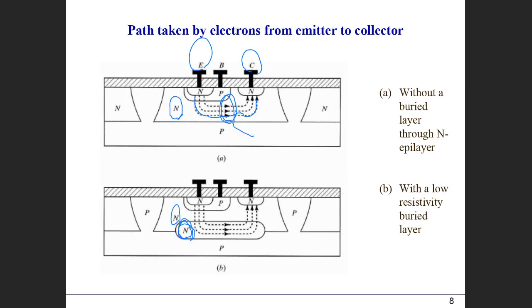So in the device fabrication, to reduce the resistance, especially in the lower doped area, we put this N plus region. So this area has lower resistance, which facilitates the emitter to collector current flow by reducing this resistance. So that's the reason why we use this N plus layer below this transistor.